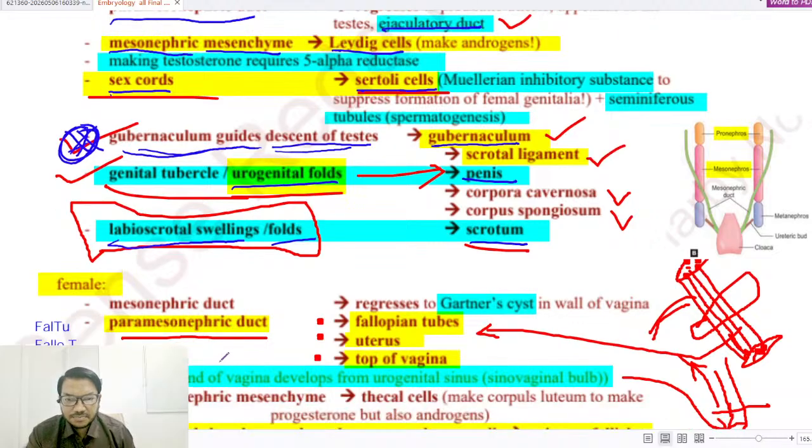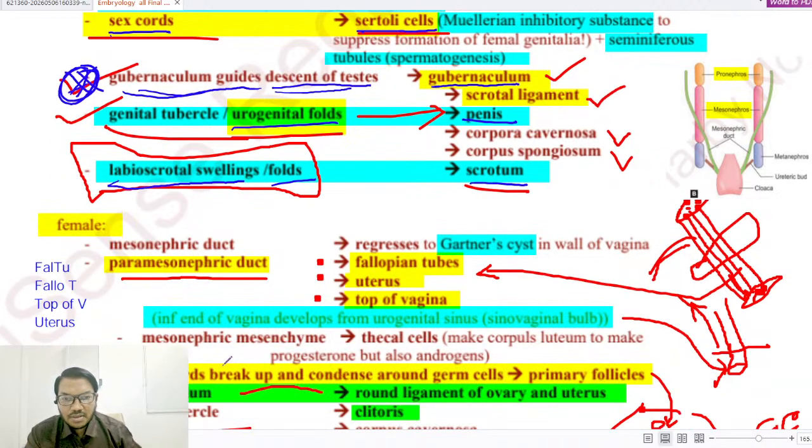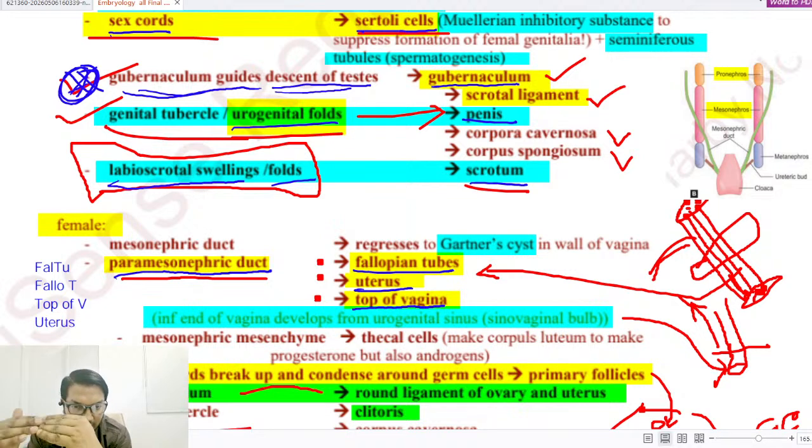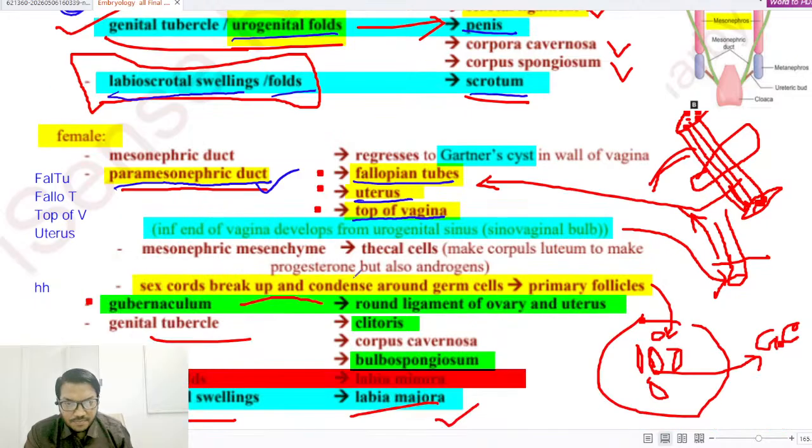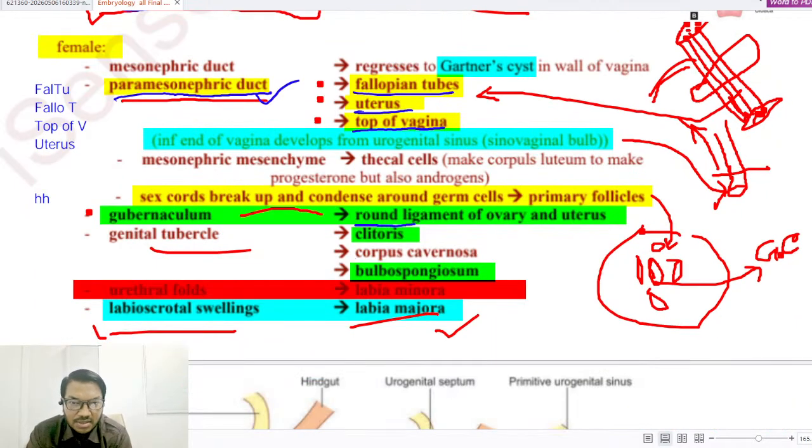In case of female, fallopian tube, uterus and top of the vagina is developed from paramesonephric duct. Fallopian tube with uterus and upper part of the vagina, it comes from paramesonephric duct. Round ligament of the ovary and the uterus develops from gubernaculum. In case of female, gubernaculum gives round ligament of the ovary and the uterus.